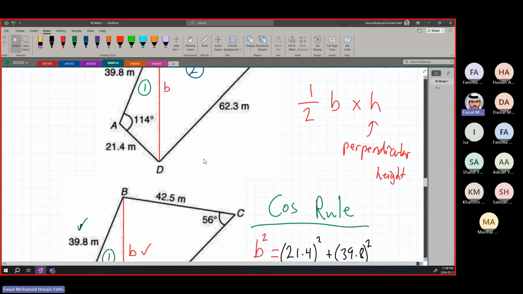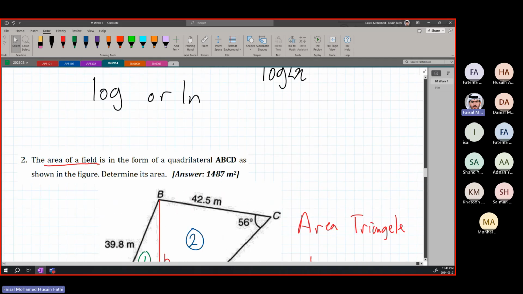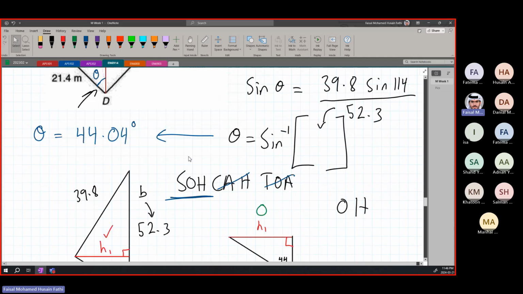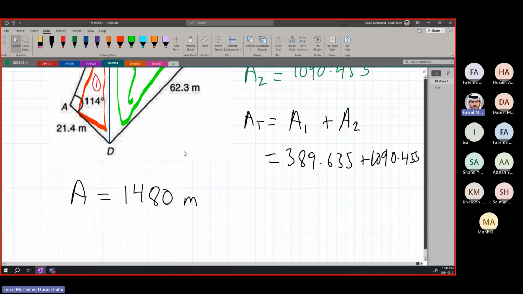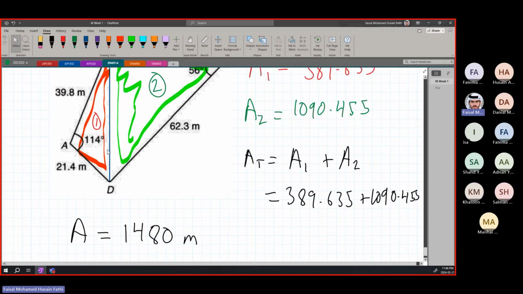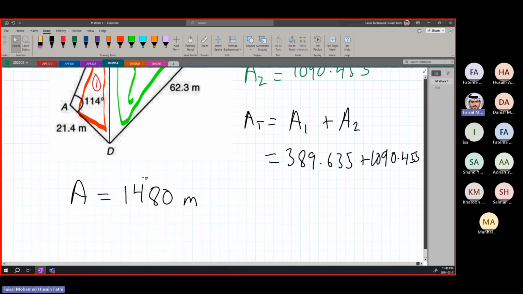Does anyone have any questions about this? See here it says 1487, but I got 1480. This is because I rounded a lot in the angles and the square roots and sine and the cosine. When you do rounding, the number will be a bit different.